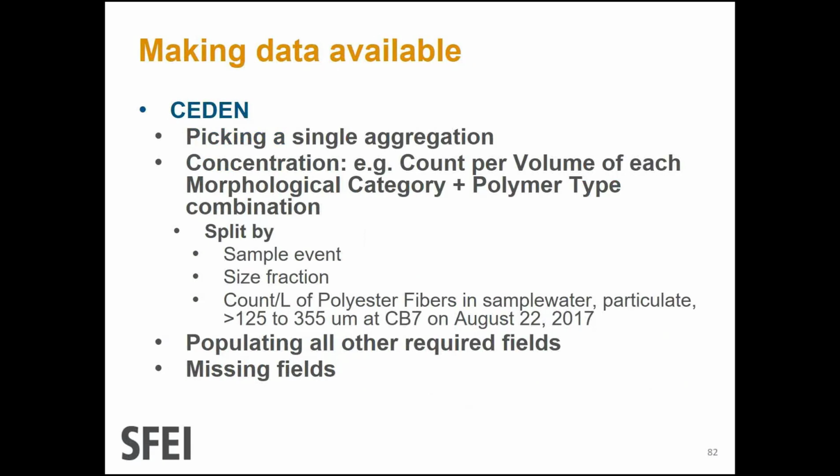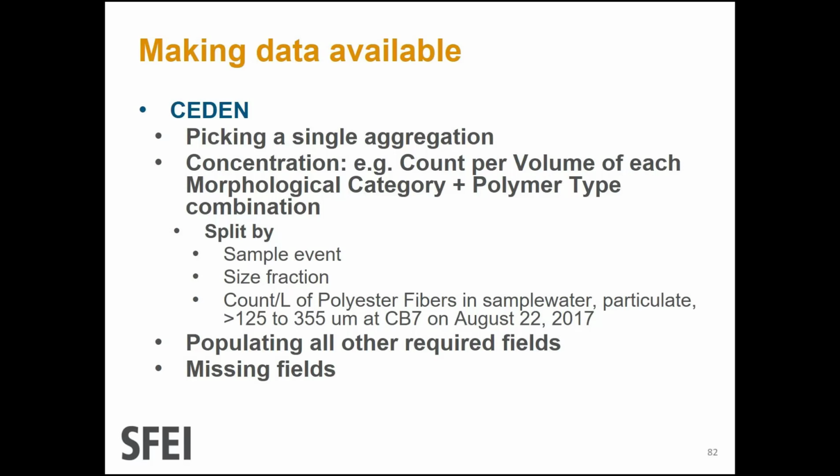So what does making data available look like? For CEDIN, it means you're picking one single aggregation. So in our case, it's a concentration. For example, a count per volume of each of the morphological categories and polymer types combined together and then split out by sample event and size fraction. So that's a mouthful. What that looks like is you would have a count per liter of polyester fibers in a matrix called sample water particulate, the size range at a site, CB7, on a date, August 22nd, 2017.